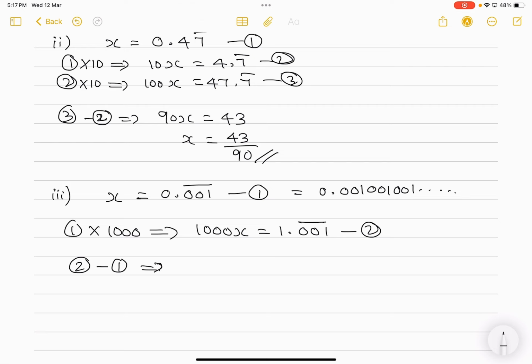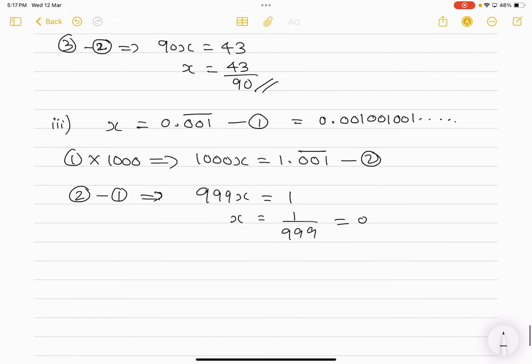So what is 1000x minus 1x? 999x, which is equal to 1. So x is equal to 1 by 999. That is what actually 0.001 bar is. If it is 1 by 1000, it is 0.001 only, terminating. It is not 1000, it keeps on repeating because it is 1 by 999. Clear? These are non-terminating rational numbers.